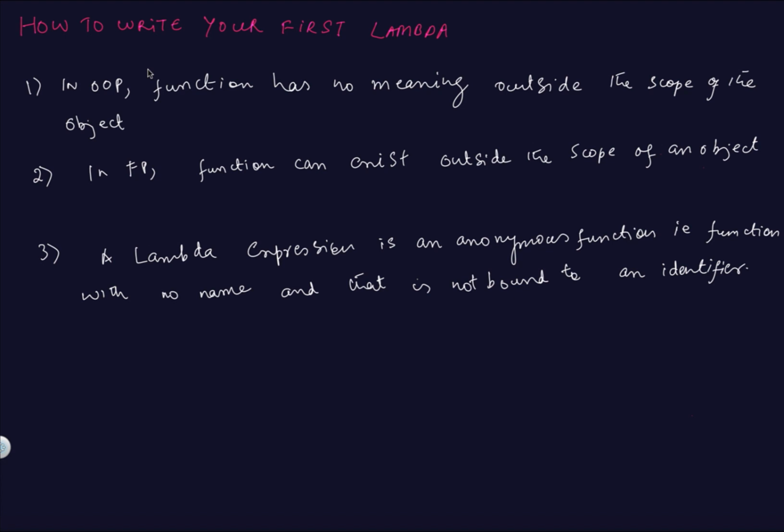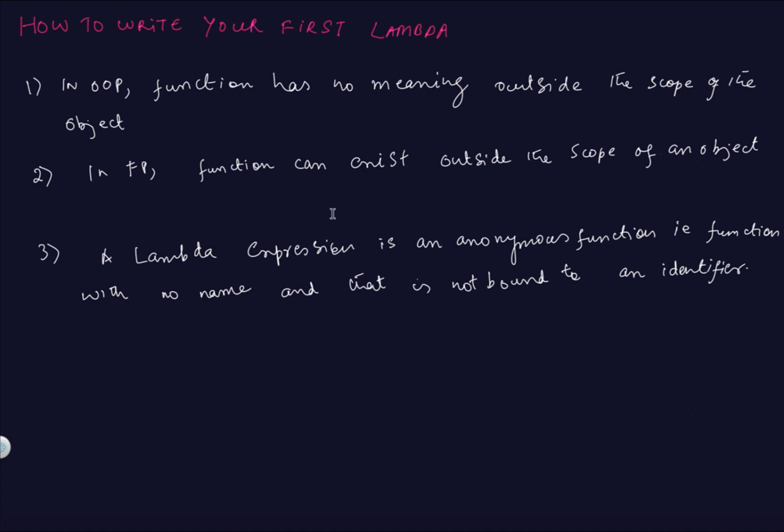As we already discussed, in object-oriented programming languages, objects and classes are the main entities. So if we create a function, then it should exist within the scope of a class. A function has no meaning outside the scope of an object in object-oriented programming languages, and in functional programming languages a function can exist outside the scope of an object, and we can assign it to a reference variable, and we can also pass it to other methods as a parameter.